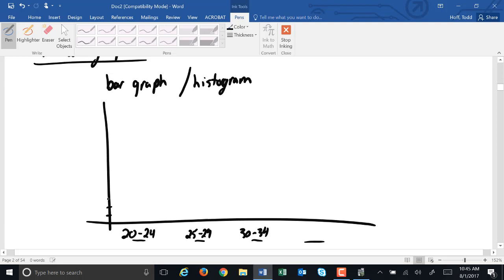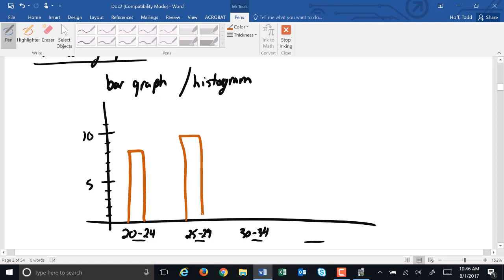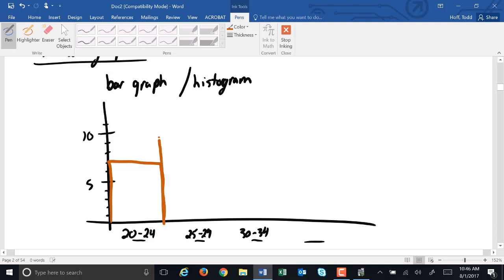Up the side is always going to be some sort of scale. Now, the second difference between a bar graph and a histogram is if this were a bar graph, there'd be separated bars like this. In a histogram, what happens to the bars? Yeah, they're tight together. They touch each other. Like that.